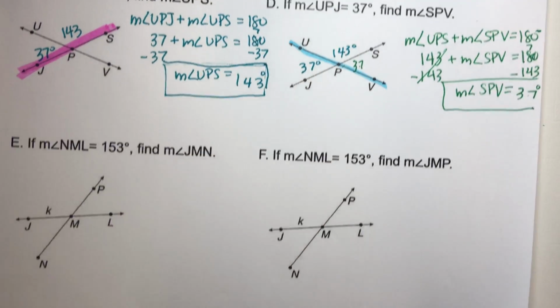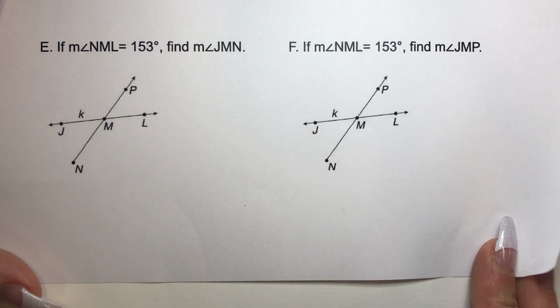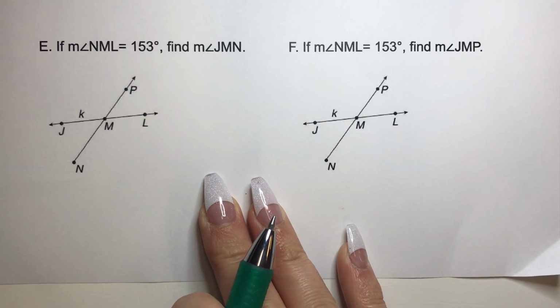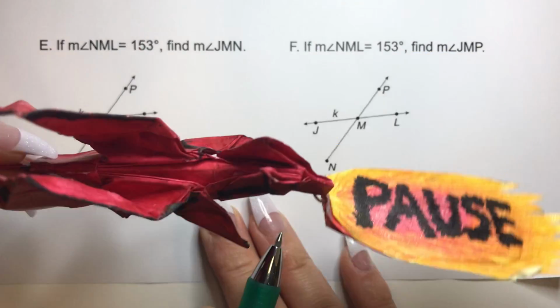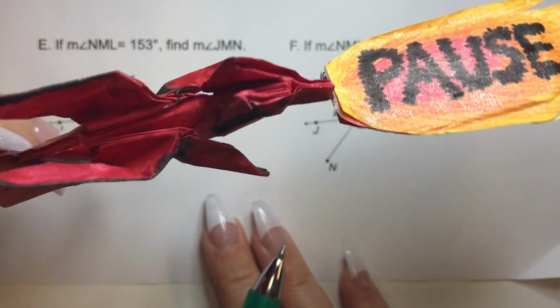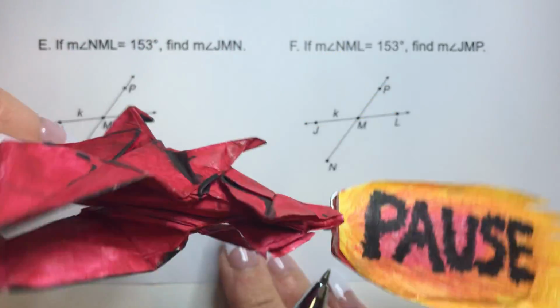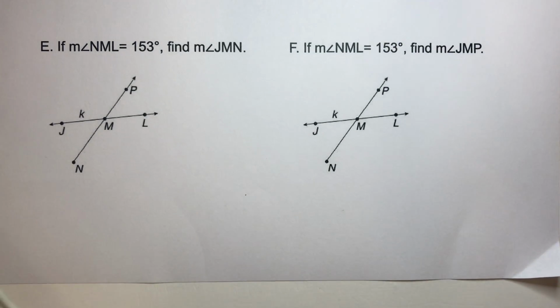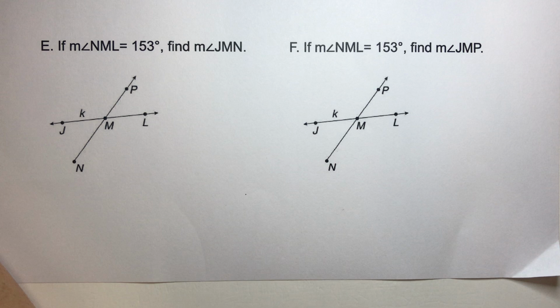Okay, so now we're going down to E and F, and it's your turn to try E and F on your own. So here's my friend the pause dragon, to remind you to pause your device. Go ahead and work out E and F. When you get done, press play and we'll talk about them together. All right, you can do it. Okay, let's see how you did.